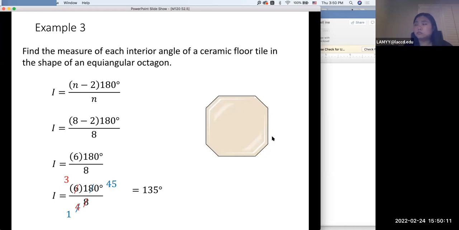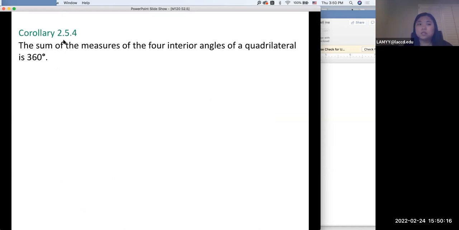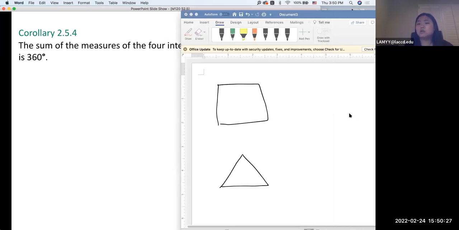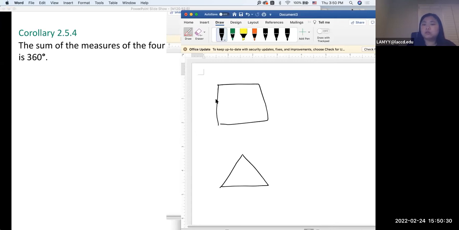Okay. Next one. Theorem 2.5.4. The sum of the measures of the 4 interior angles of a quadrilateral is 360. Actually, this one we could use the formula, or you could just use the picture. Quadrilateral, so you have 4 sides. So think about it. This is going to be 90 degrees for each of them. So 90 degrees times 4 is going to be 360.